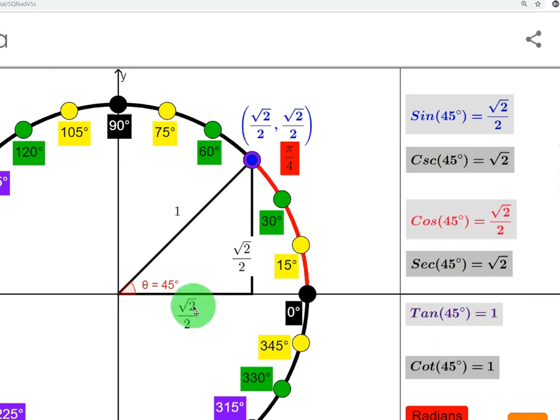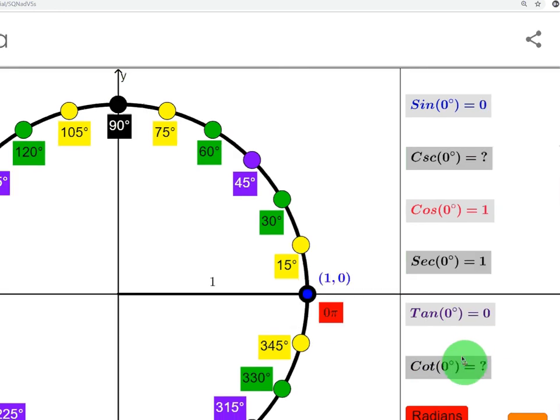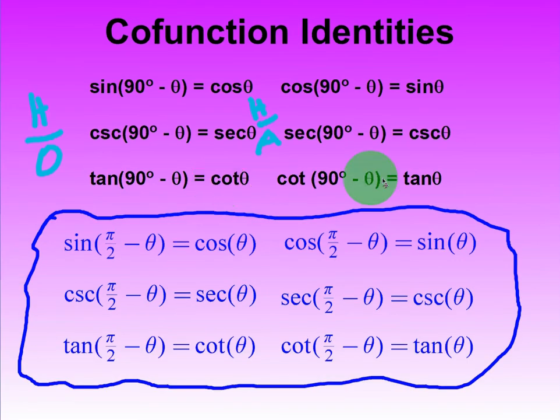And so obviously if you hop to the other angle, cotangent of 45 is going to be the same as tangent of 45. Namely, 90 minus 45 gets you the same angle. This will also be true for 90 and 0. Tangent of 90 is undefined, so we would expect cotangent of 0 to be undefined, and indeed it is, and also for the zeros. So that's all cofunction identities are.